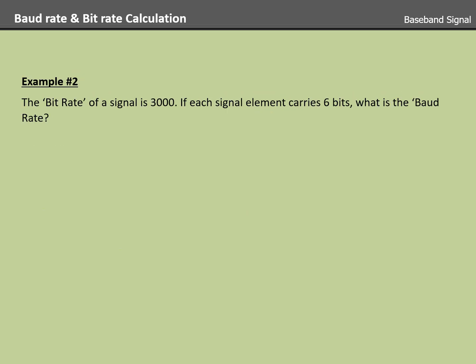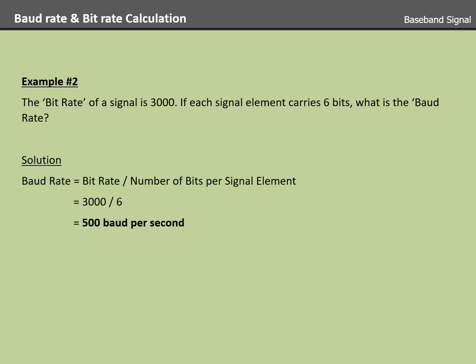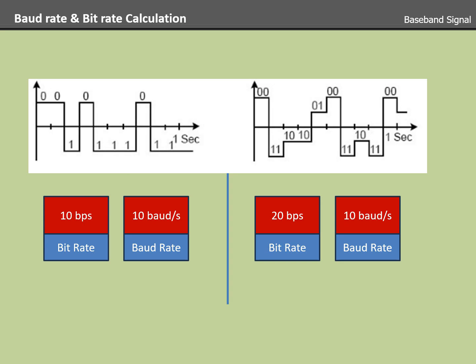In this example, the bit rate is 3,000 bits per second, and each signal represents 6 bits. Therefore, the baud rate is equal to 3,000 divided by 6, or 500 baud per second. In this last example, the baud rate for both waveforms is the same. However, the bit rate for the waveform on the right is double that of the one on the left. This is because each signal in the waveform represents 2 bits.